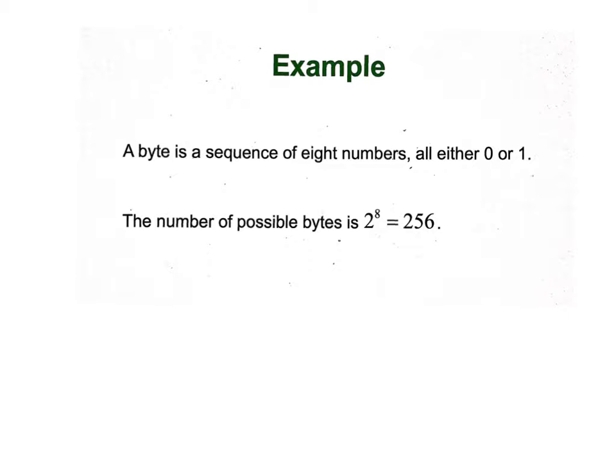A byte is a sequence of 8 numbers, all either 0 or 1, used in computer language. The number of possible bytes would be 2 to the 8th power, because for every single bit you would have 2 choices. 2 choices, 8 times, and if you multiply all those 2's together, you would get 256. So that's just a fundamental counting rule right there.